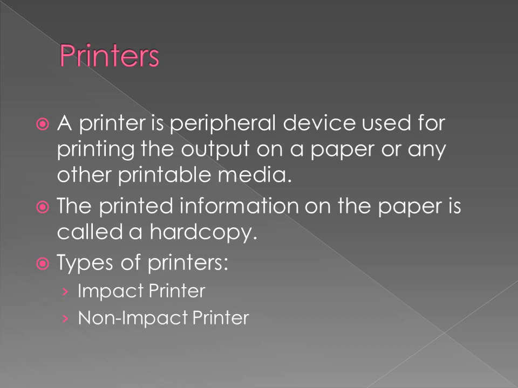A printer is a peripheral device used for printing the output on the paper or any other printable media. The printed information on the paper is called a hard copy. There are two types of printers, impact printer and non-impact printer. Impact printers are those printers where there is a direct contact between the head of the printer and the paper. In non-impact printer, there is no contact between the head of the printer and the paper. It uses other technology for printing.